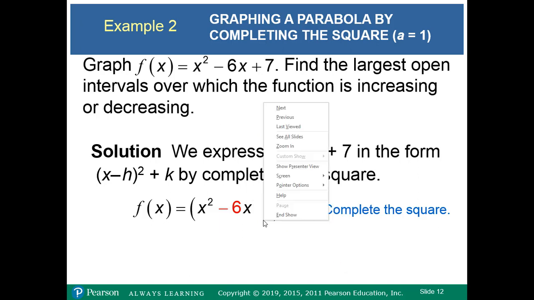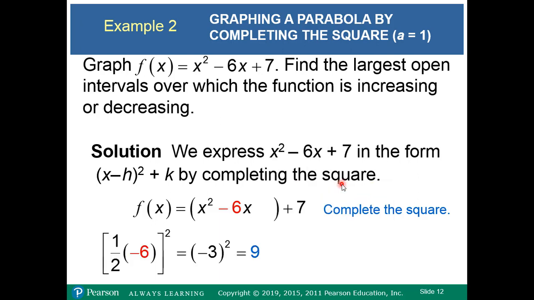Okay, so now let's go back. We take half of -6, square it, we get -3 squared, and we get 9. So we're going to add 9 here and subtract 9 over here, because remember, we have to have the net effect be 0. If we add 9 to this part, we also have to subtract 9 over here. This will be our completed square, our perfect square, and then we'll just have a constant over here to deal with.